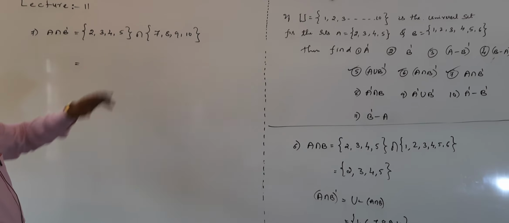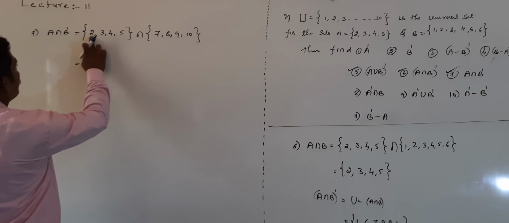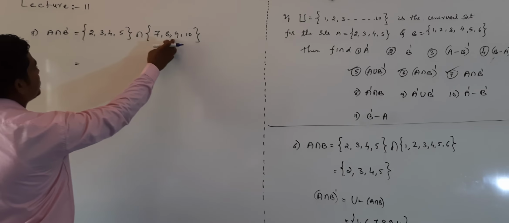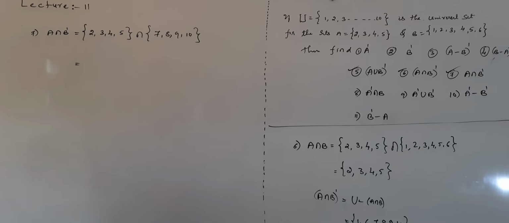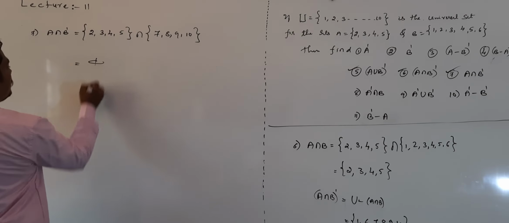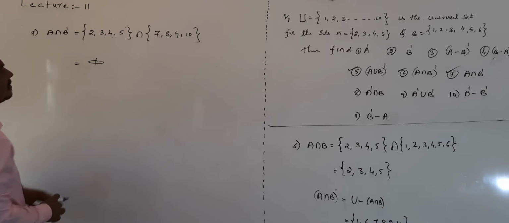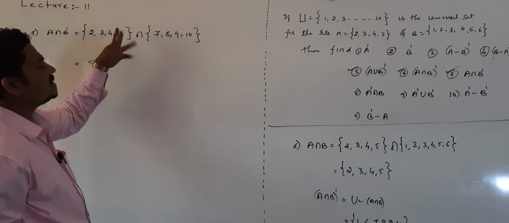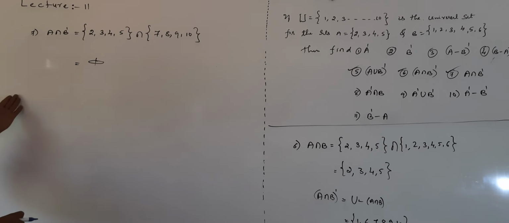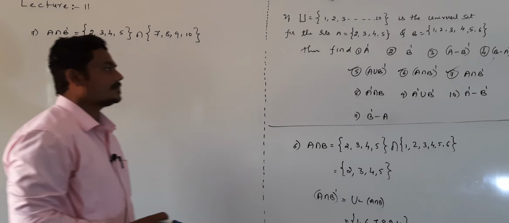Take intersection of these two sets. Here we have 2, 3, 4. 2 is not there in the second set. What are the common elements between these two sets? There is no common element. Means clearly it is null set. 3 is not there in the second set, 4 is not there, 5 is not there. Means A intersection B complement gives null set.